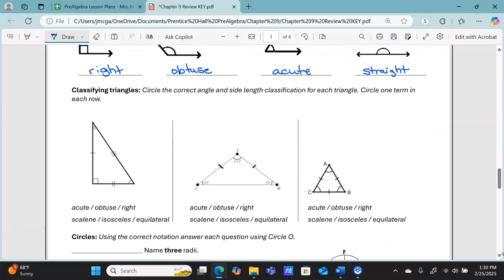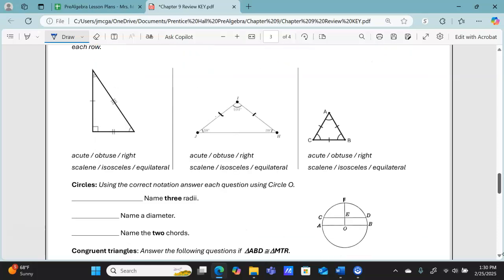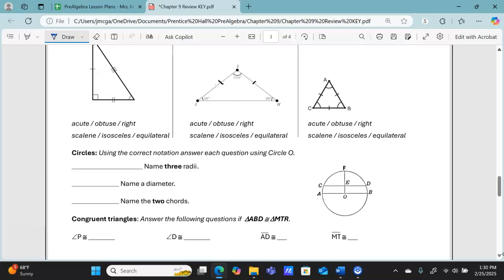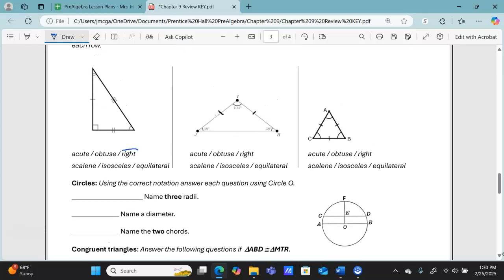In this, circle the correct angle and side length classification. We're going to circle one term in each row. So looking at this, I can see I have a right angle marked here. So this is a right triangle. And none of the sides are congruent, so it's scalene. On this one, I have an angle that is more than 90 degrees, so it's obtuse. And I have 2 sides congruent, so it's isosceles. And then lastly, I have all acute angles, small angles, and all 3 sides are congruent, so it's equilateral.